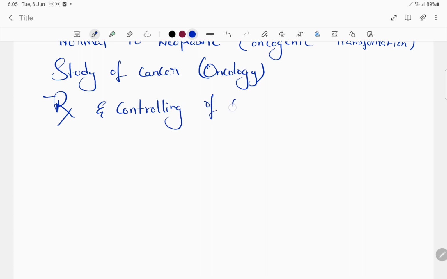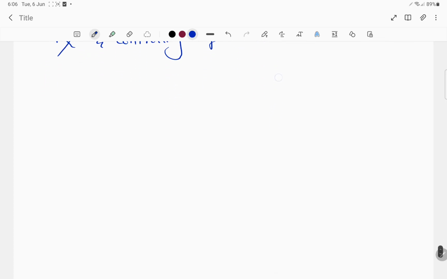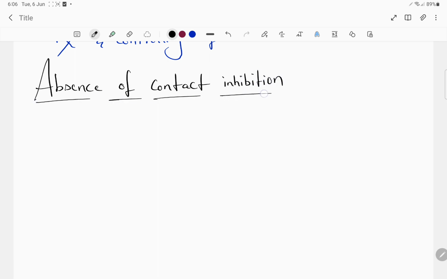So there is an absence of contact inhibition. What is contact inhibition? Normally the cells will have this property: when one cell stops dividing, the other nearby cells, by contacting it, also stop dividing. But cancer cells will lose that mechanism with neighboring cells, and continuous growth will be produced. So this thing will be absent. And we have one more property called metastasis.